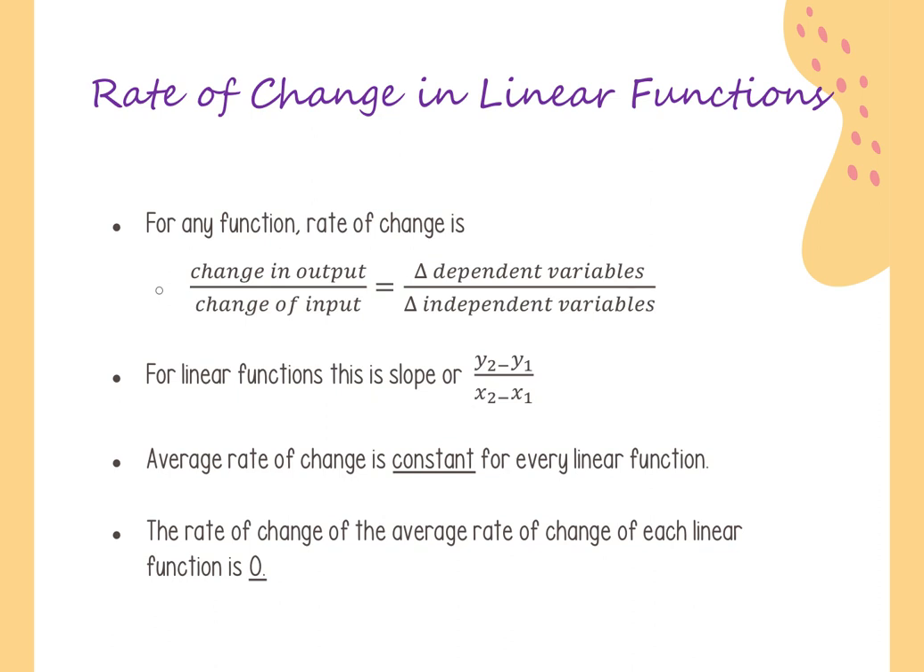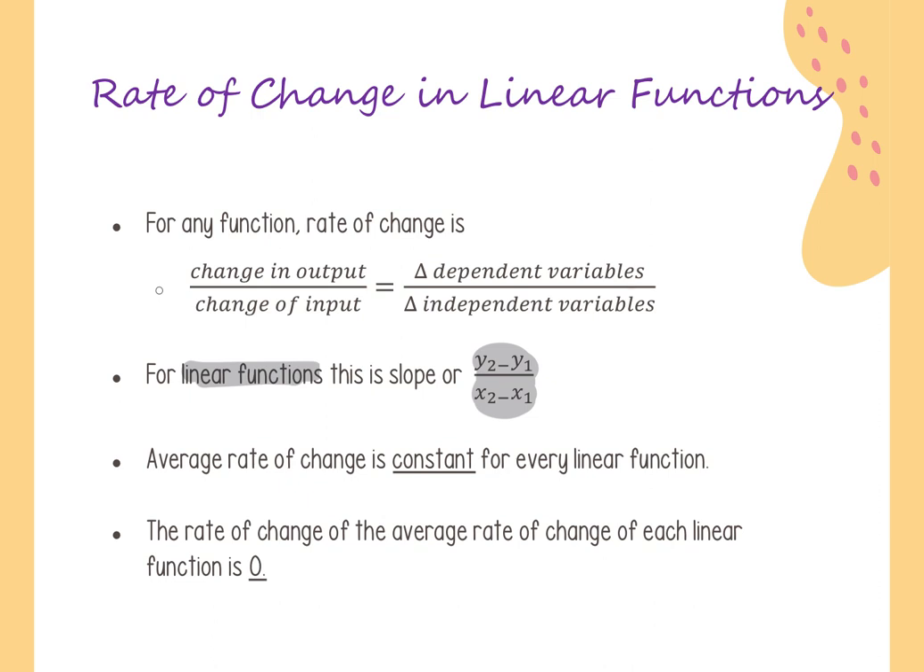The rate of change is the change in output over the change in input. It's the change in the dependent variable over the change in independent variables. For specifically linear functions, it is your slope, or y2 minus y1 over x2 minus x1. So if they give you coordinate points, you can literally use that formula to find it. If they give you a graph, you could count it, okay? If they gave you an equation in slope-intercept form, then you're looking at the m.